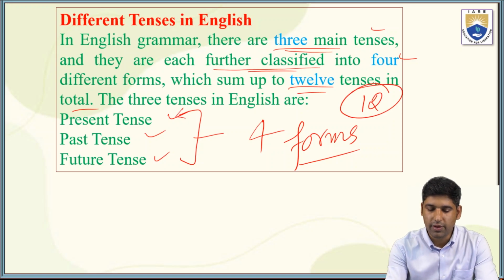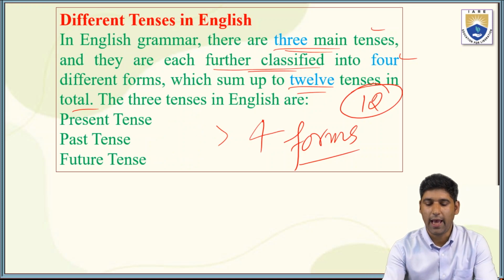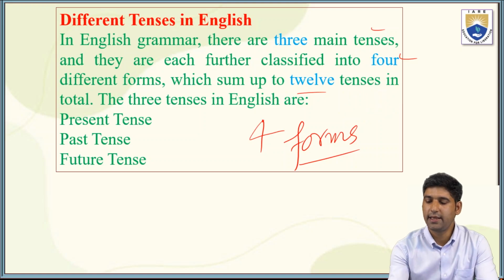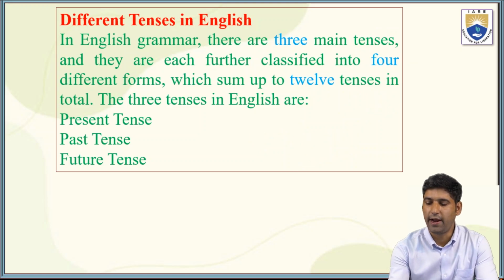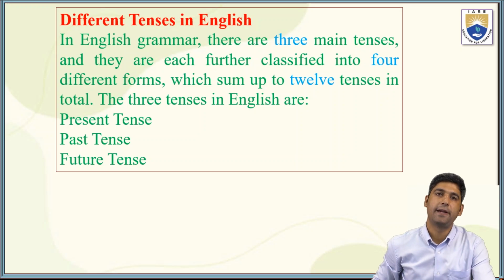We have three main tenses, and these three main tenses are subdivided into four forms. Each of these three tenses has four different forms, which sums up to 12 tenses. So in English language, we have 12 tenses. What are these 12 tenses? Let's find out. First one is present, past and future. These are the three main tenses, and these present, past and future have four different forms.